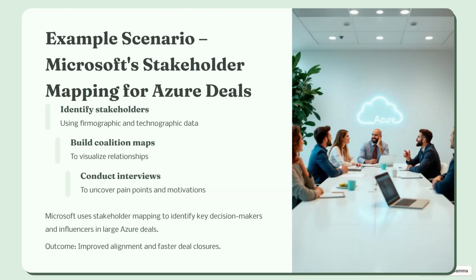Let's look at a real-world example. Microsoft uses stakeholder mapping to identify key decision-makers and influencers in large Azure deals. Their process includes identifying stakeholders using firmographic and technographic data, building coalition maps to visualize relationships, conducting interviews to uncover pain points and motivations. The result? Improved alignment and faster deal closures. This approach highlights the impact of structured stakeholder engagement.